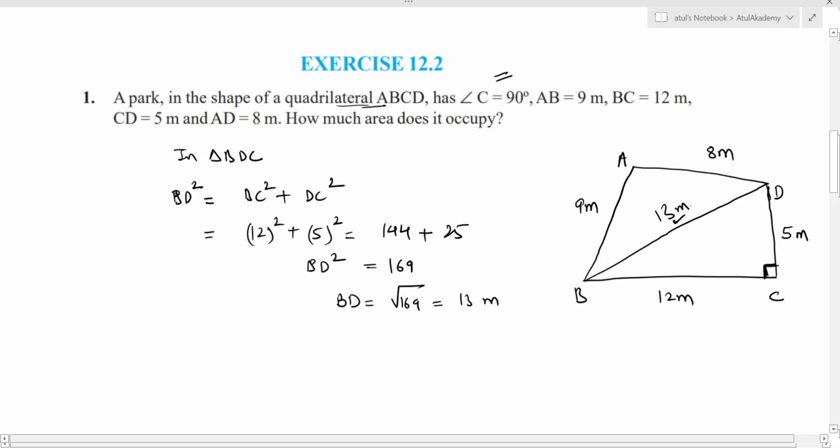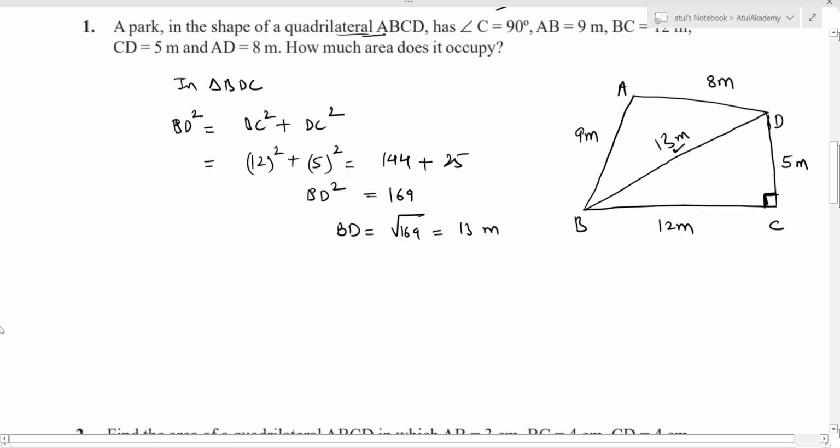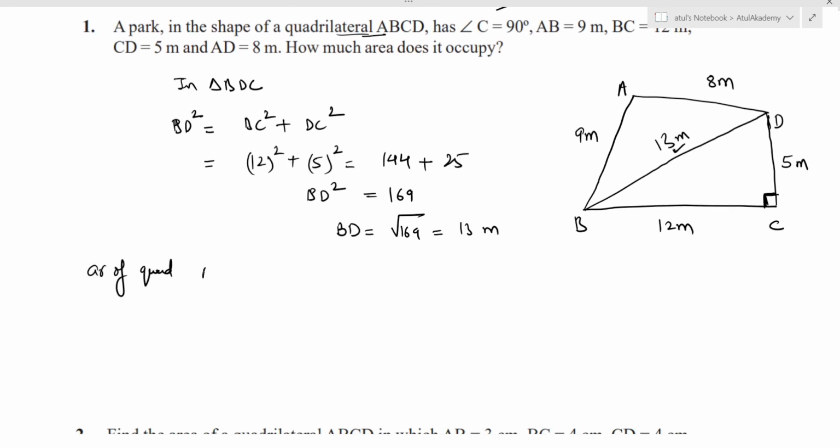Now I have two triangles, isn't it? So I can say that area of quadrilateral ABCD is equal to area of triangle ABD plus area of triangle BDC. Now, if you see this, in ABD you have to use Heron's formula only, but in BDC I can use half into base into height because it's a right angle triangle. Base is there, height is there. Yeah, so let's calculate them.